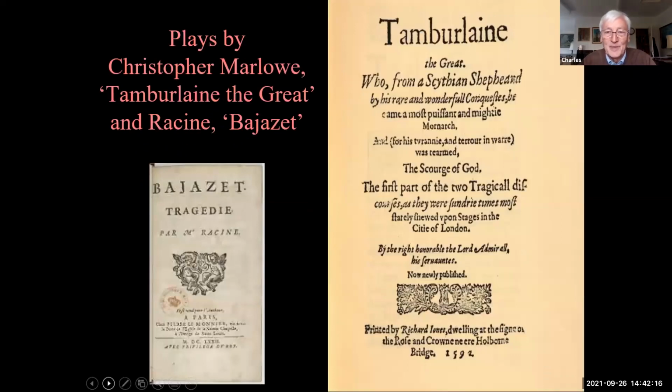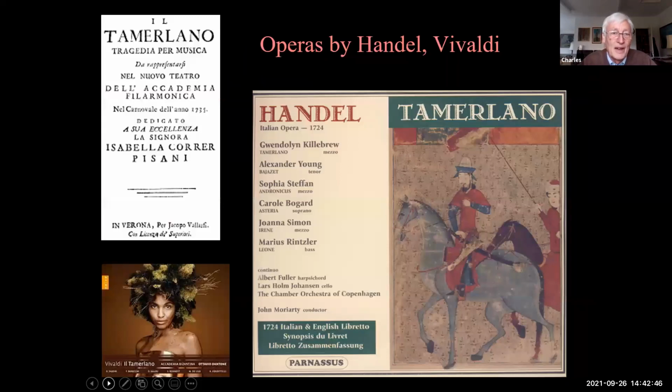We also have plays by Christopher Marlowe, which you can read for yourself to see how he was described there. And Racine's play, also called Bajazet, which is supposed to be, of course, Bayezid, who was the Ottoman Sultan. So in other words, in the West we have a very particular image of Timur, basically ill-informed by most people, that he was this sort of savage conqueror, and his main exploit was to put the Ottoman Sultan in a cage. Here we have operas by Handel and also by Vivaldi.